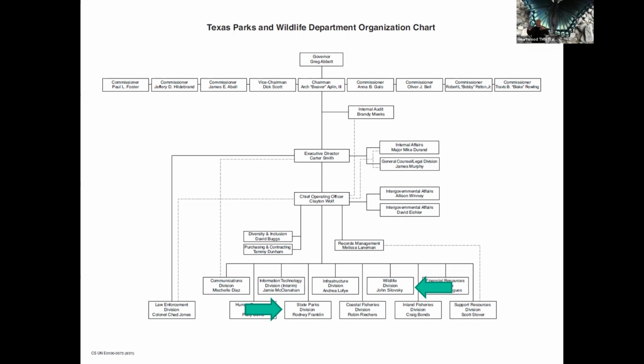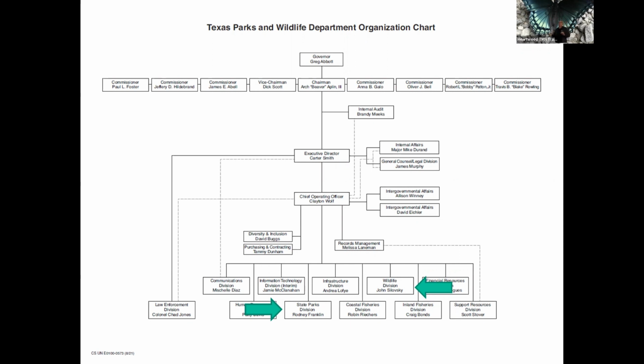Those are the three divisions that deal with what we think of as wildlife in the state of Texas. Inland fisheries, as it sounds, looks more at fish. And wildlife, that's where we run into mammals and birds and insects and reptiles and amphibians, and all that is under the Wildlife Division.